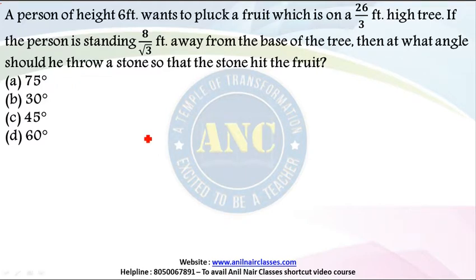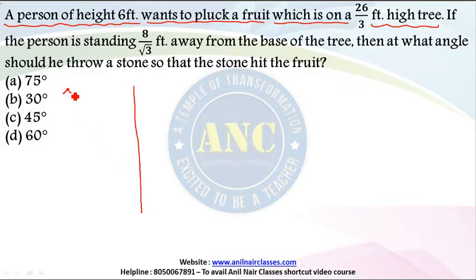Now please see your question number 11. Again a very good question. Your question is, a person of 6 feet height wants to pluck a fruit which is on a 26 by 3 feet height tree. That means there is a tree which is having a height of 26 by 3 units. 26 by 3 feet is the height of the tree.